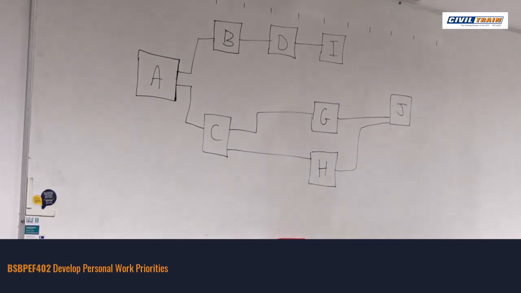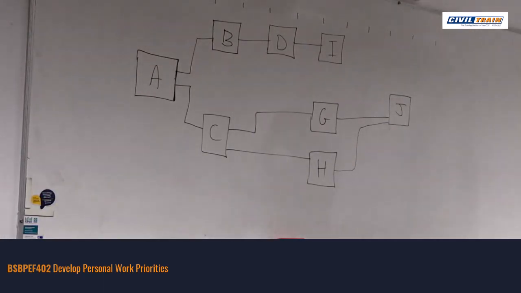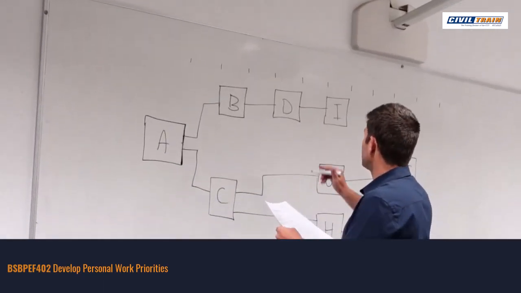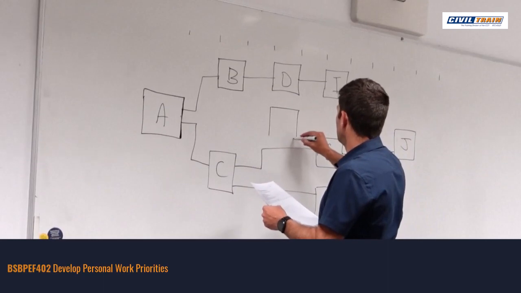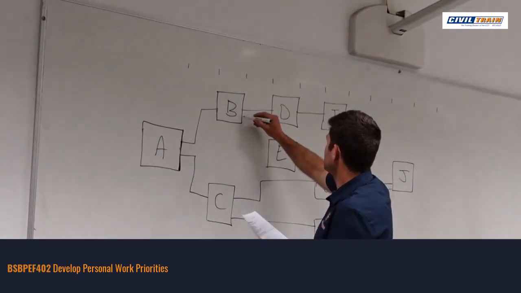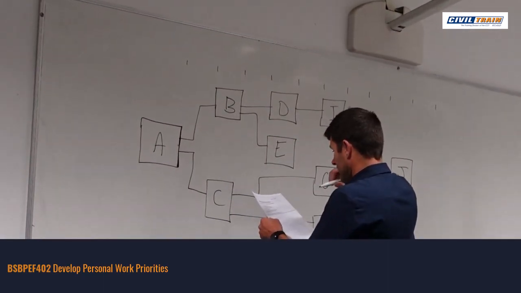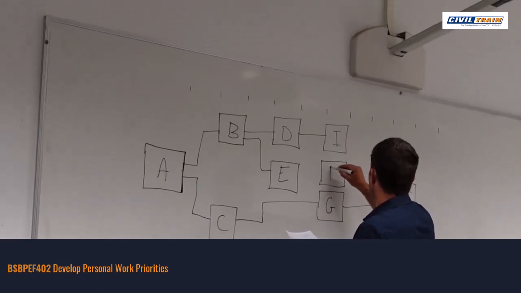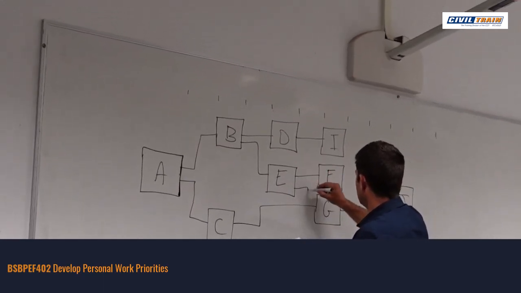I've got E starts before B and finishes before F and G. So E starts after B, correction. E starts after B and finishes before F and G. F and G.